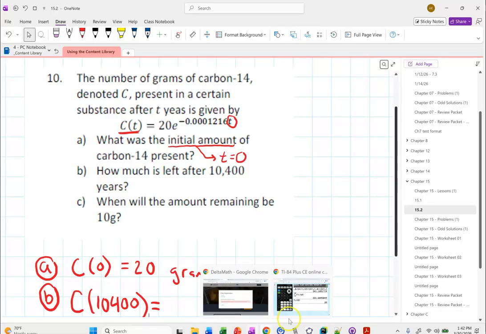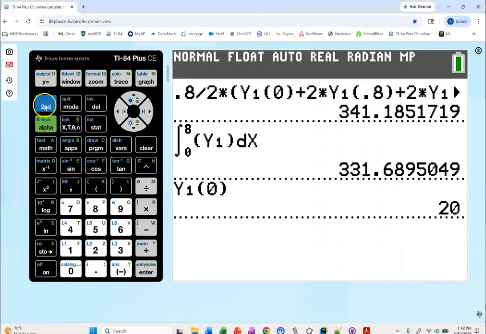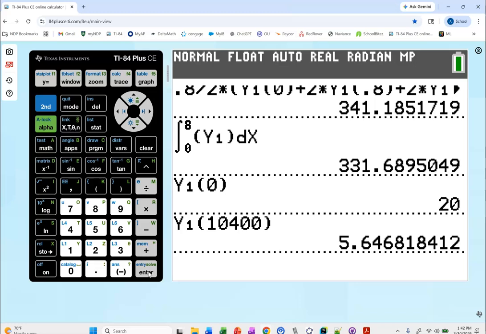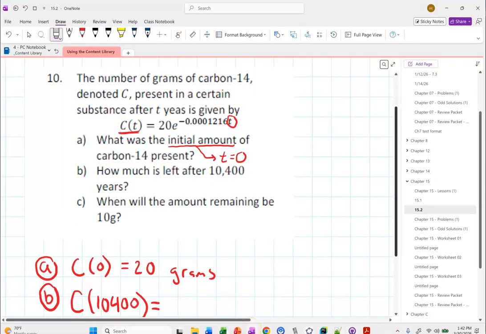So we'll do this again on my calculator. I have, say, 5.65 grams. Let's round that to 3 sig figs, I guess. In chemistry, maybe. This is a chemistry problem.